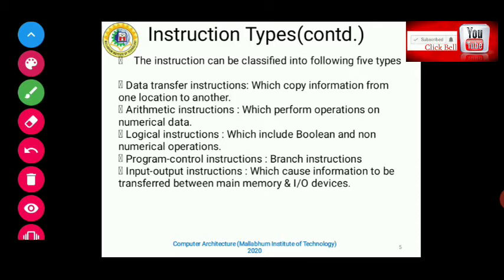Taking into account the instructions of several popular computers, the instructions can be classified into the following types. These are the computer instruction types. We will discuss them one by one.